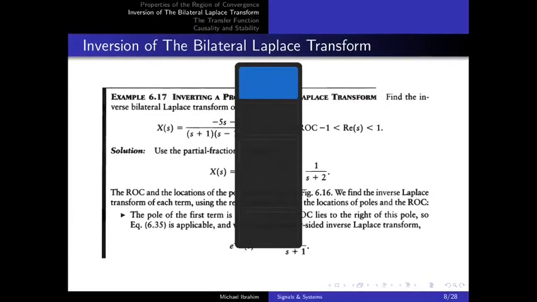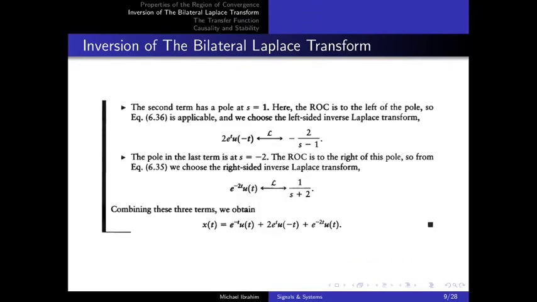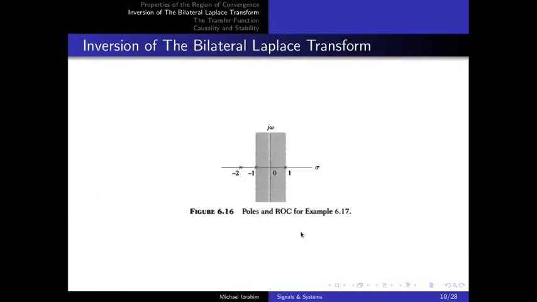So let's go back over here, and as you can see, this will be our final answer over here, as we did on the whiteboard in detail. And this will be the ROC extending from minus 1 to plus 1, and again the ROC is kind of parallel strips to the j omega axis.